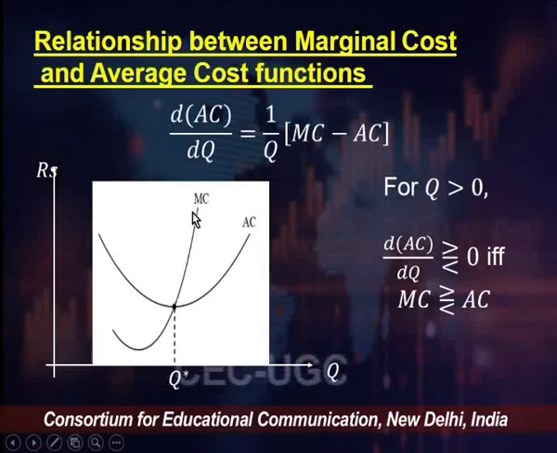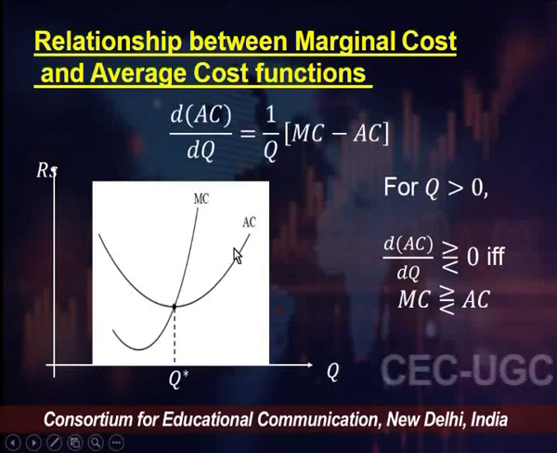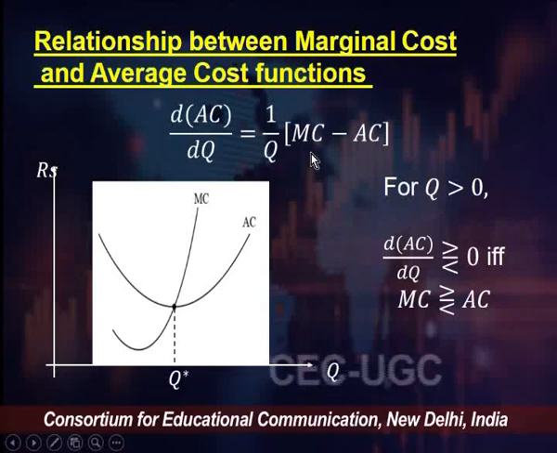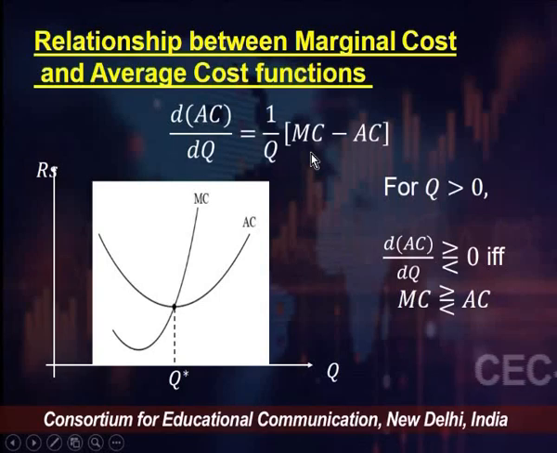So, MC lies above the average cost whenever average cost is increasing, and whenever average cost is decreasing, the marginal cost lies below the average cost curve. And actually, this reflects a general relationship between the idea of marginal and average. So, for example, when we are talking of average revenue and marginal revenue, when the average revenue curve is going down, when it's falling, then the marginal revenue will lie below the average revenue curve.